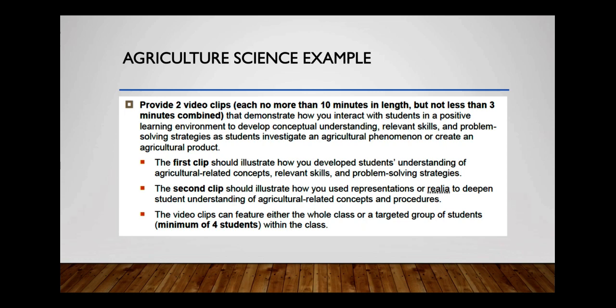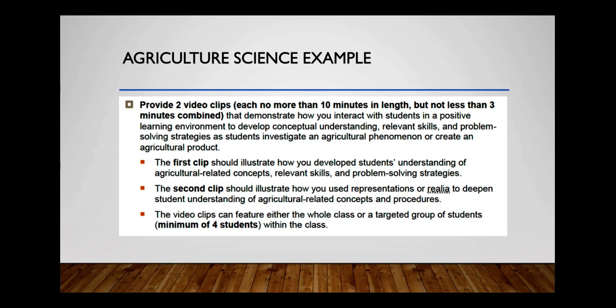So I'm sure you can see some differences between ag science and early childhood. Ag science has 2 required clips, but they need to be 10 minutes each or less. So ag science could have a total of 20 minutes of video, whereas early childhood can have only 15 minutes. Then you've got your first clip requirement, which is developing students' understanding of ag concepts.